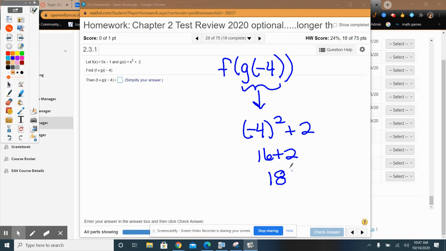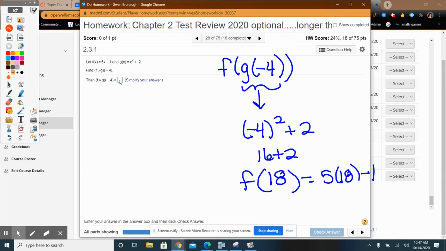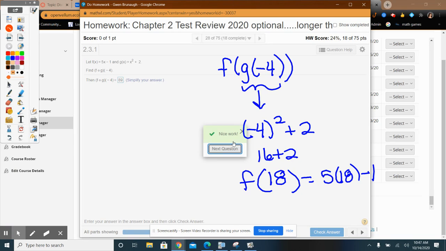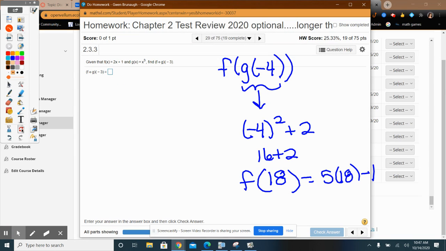That was the first step. Now I take that answer and I plug it into f. F of 18 is 5 times 18 minus 1. Type that in my calculator and I get 89. I'll let you do that one on your own. Okay, let's try this one.